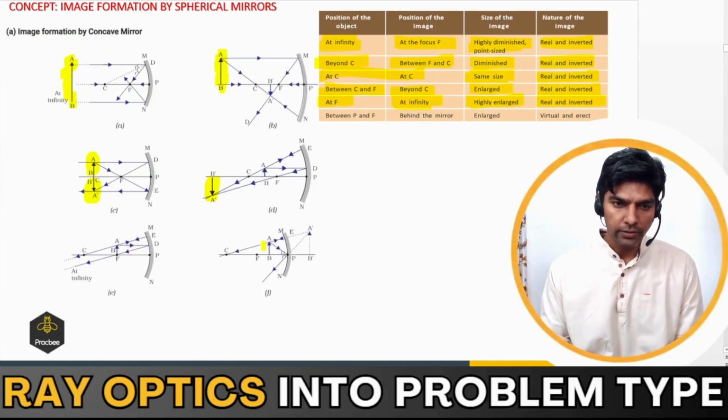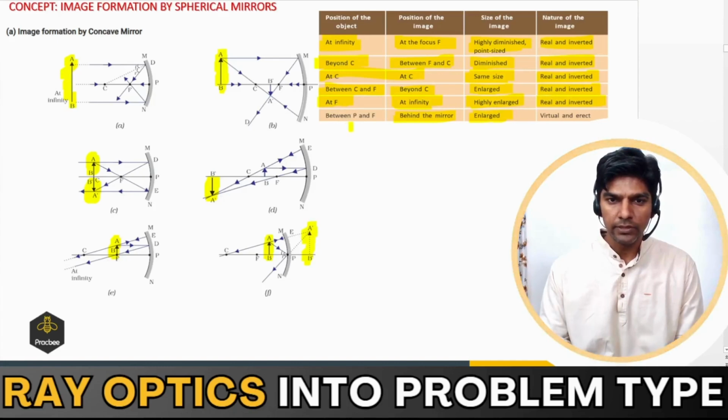So this is the case when the object is at focus, right? If the object is between the focus and the pole, in this case the image will be behind the mirror. We'll get a virtual and erect, magnified image, right? An enlarged image, and it will be virtual and erect. So this table you have to remember.